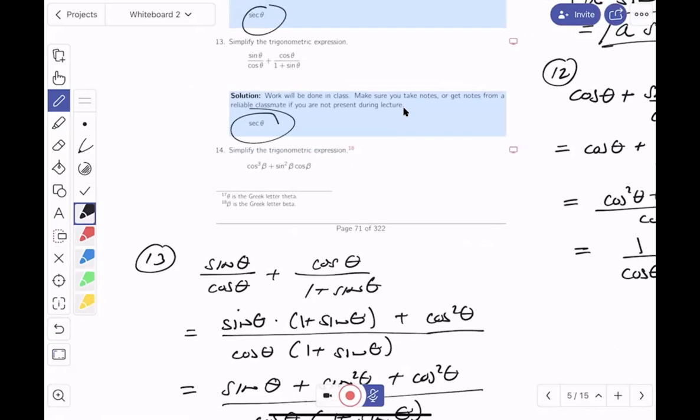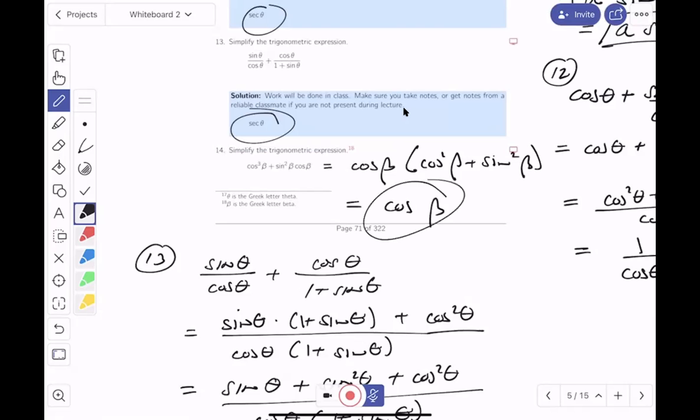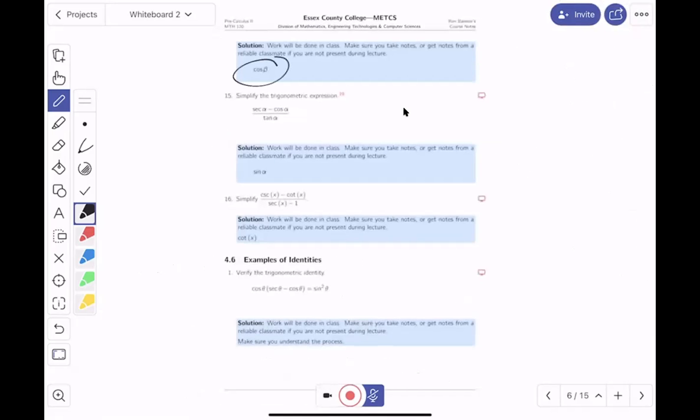Number 14, I would recommend just to simply factor it, looking at it, that's the Greek letter beta, by the way. I'm going to say what's common between those two is cosine of beta times cosine squared beta plus sine squared beta. And it's the Pythagorean identity, so this is going to be cosine of beta. Fairly simple. Let's go to the next page. Again, we see that there in the answer key.